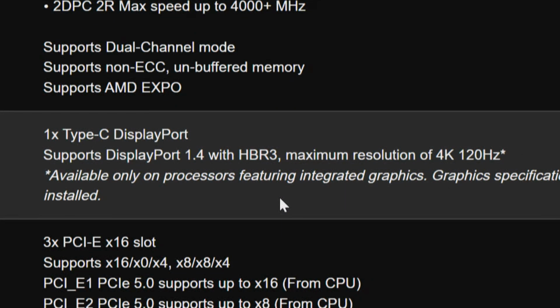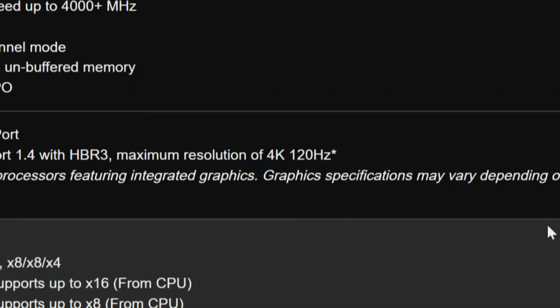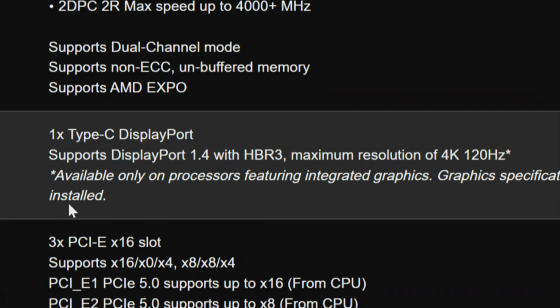And out of that USB-C port, understand that'll be 4K 120 Hz, which is pretty incredible. Available only on processors featuring integrated graphics. Graphics specifications may vary depending on the CPU installed. And to reference the 4 CPUs that we're going to be looking at, all will support this.